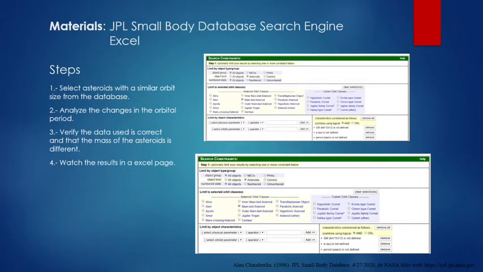In steps 2, 3 and 4, just click the pen select option and remove all the variables except the ones circled in orange, that are GM, A in astronomical units, object full name, and period in years. Now step 2, analyze the changes in the orbital period. Step 3 is verify the data used is correct and the mass of the asteroids is different. And number 4, watch the results in the Excel page so they are ready to analyze.